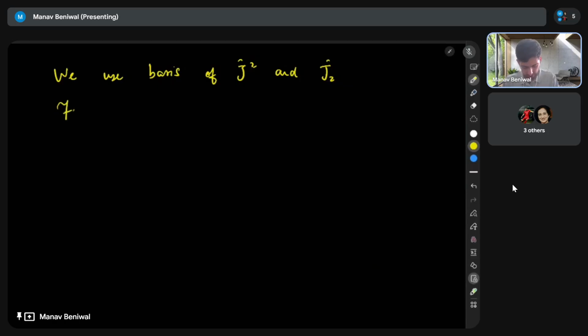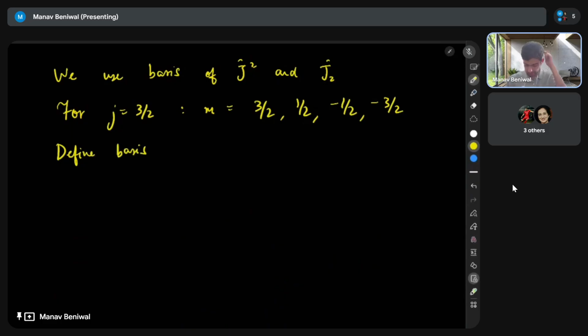Let us consider j as 3 by 2. Then m will have 4 possible values: 3 by 2, 1 by 2, minus 1 by 2, and minus 3 by 2. Correct? So then we can define our basis. We will have 4 basis states.